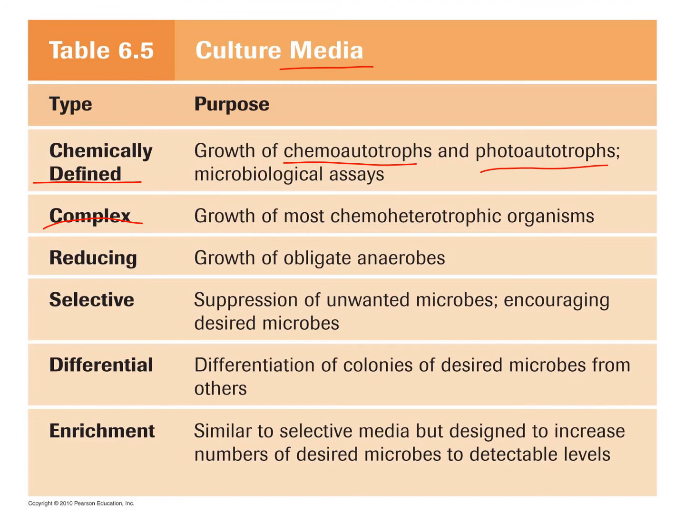Complex media, on the other hand, is complex. It is often made from extracts, kind of like chicken broth. To make chicken broth, you take a chicken, you put in water, and boil it to extract the nutrients from the chicken. And when you do that, you don't know exactly what amino acids are present or what amounts. So complex media is often made from extracts, and that is what we use to grow chemoheterotrophs.